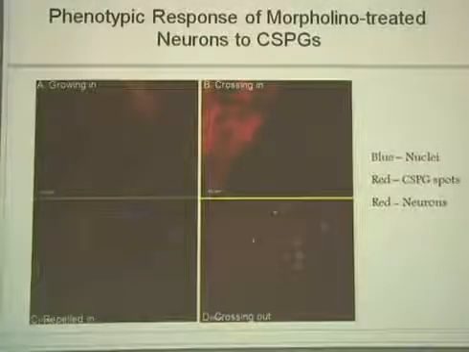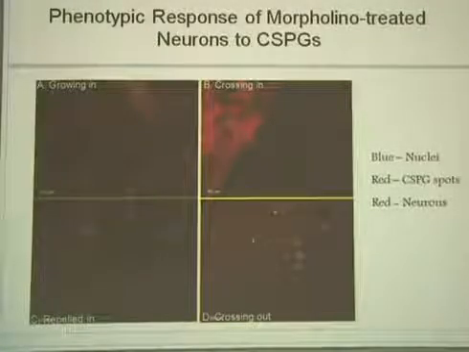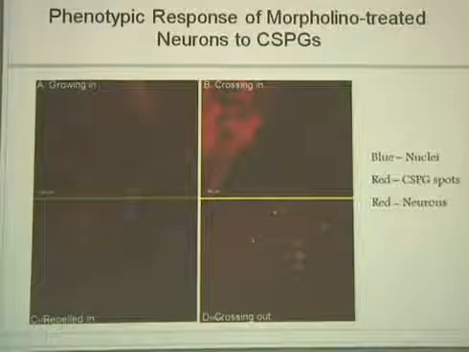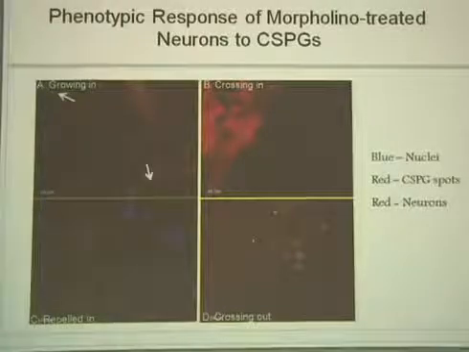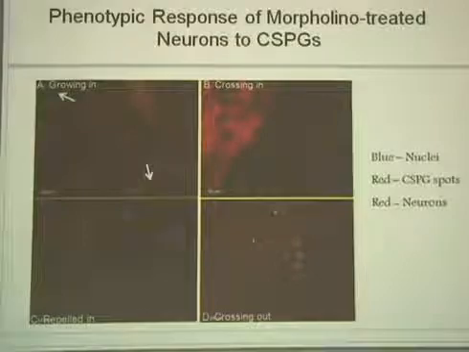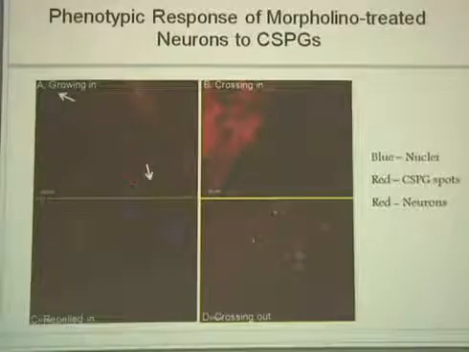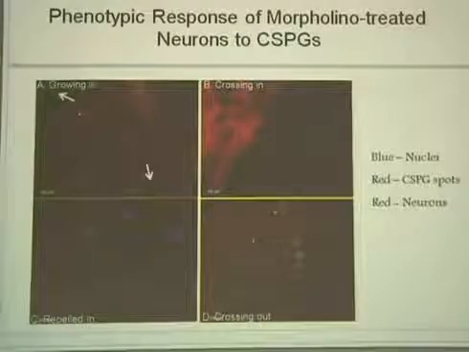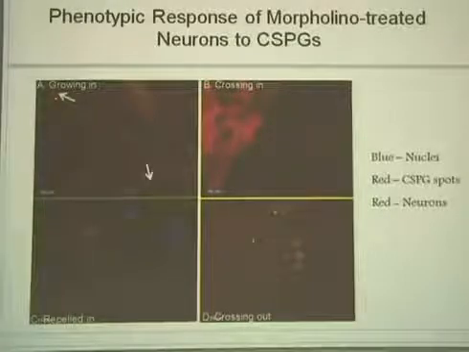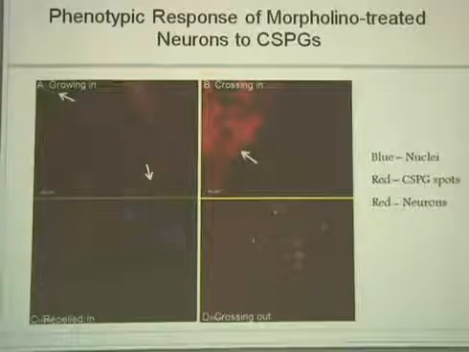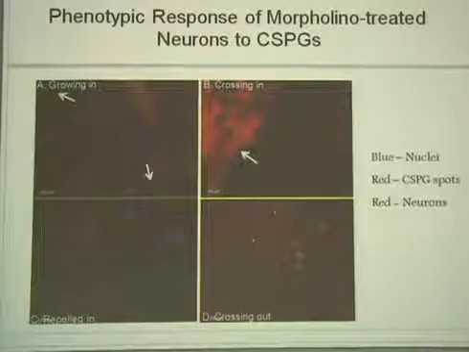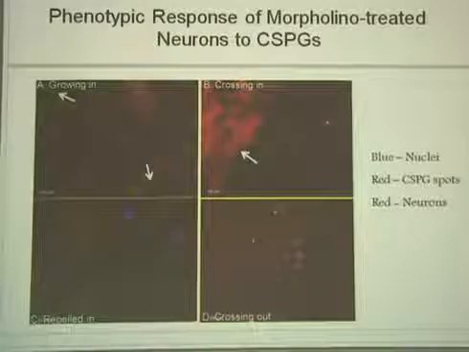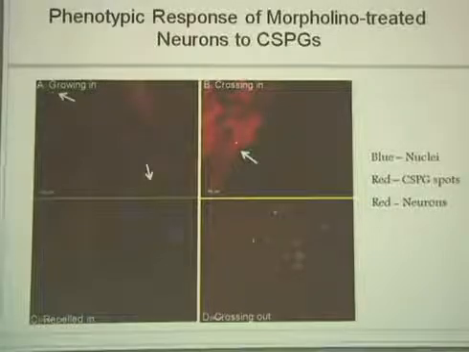So the phenotypic response that I observed in the Morpholino-treated neurons were cells that were growing in that, I don't know if it's difficult to see, this is a brainstem nucleus over here. I tried to do the best I could to show it. This is another cell here going into a CSPG environment. Also crossing in the CSPG environment, it comes from here, the neurite, you can follow it. This is the CSPG environment.